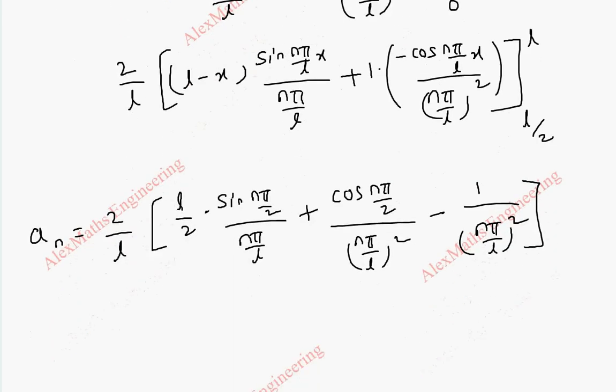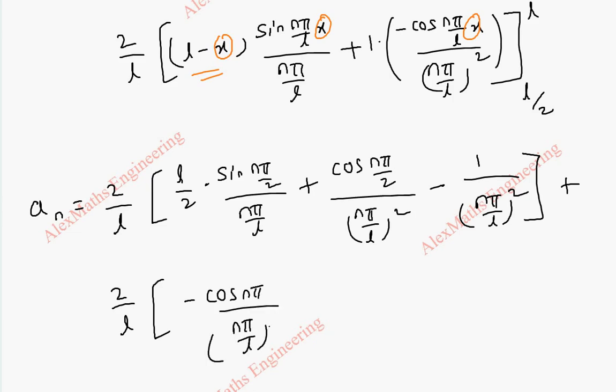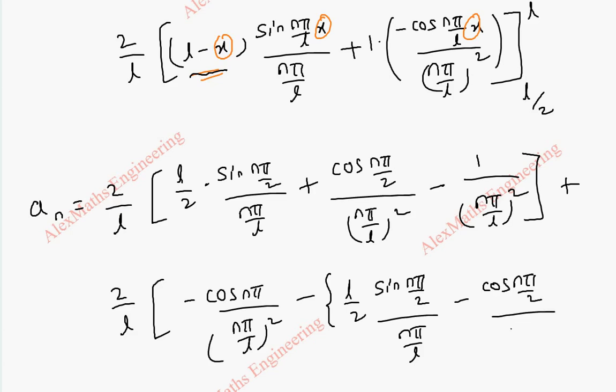Then coming to the second set of terms, we have plus 2 by L. When I put L here and here, the first term is 0 because L minus L, and the second term is minus cos n pi by n pi by L whole square, and minus, when I put the lower limit, L minus L by 2 is L by 2, here it is sin n pi by 2 by n pi by L, because L and L get cancelled, so n pi by 2, and here it is minus cos n pi by 2 by n pi by L whole square.